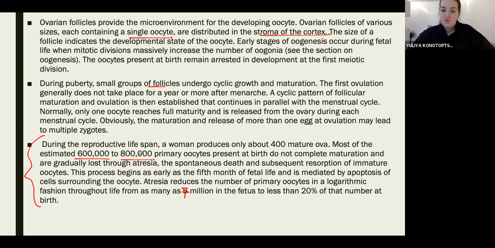How many do you have when you reach puberty? What does the embryo book say? Because that's how many you have at birth. But when you start puberty, how many do you have?